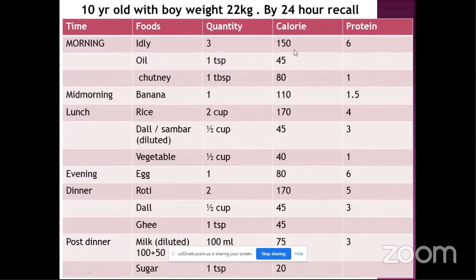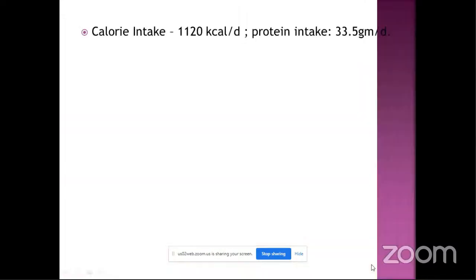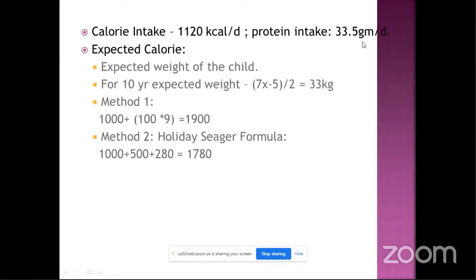So if you are totaling up this calorie together, you will be getting what is called the calorie intake that the child is actually getting, and this will be your protein intake. So let's see what that is. The calorie intake of this child is 1120 kilocalorie per day, and the protein intake is 33.5 gram per day. So now our main objective is to calculate what is the expected calorie and then what is the expected protein.